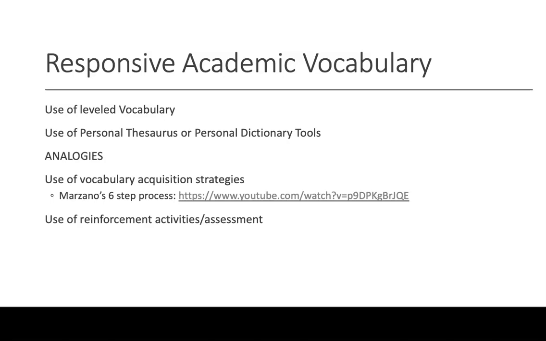Another way we can do this is using the Marzano six-step process. And I'm going to show you this video on it. And next time I'll make sure I actually embed my YouTube videos into my PowerPoint.